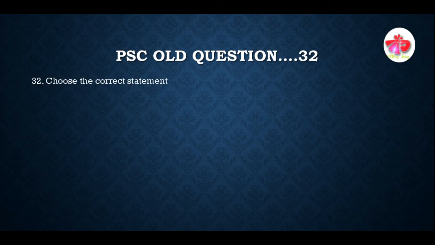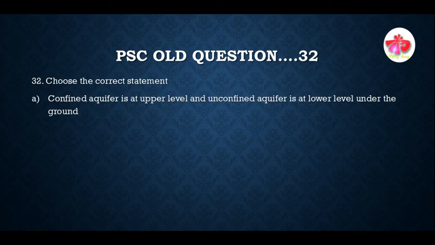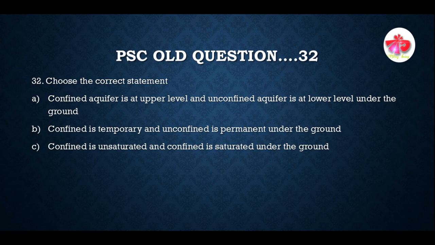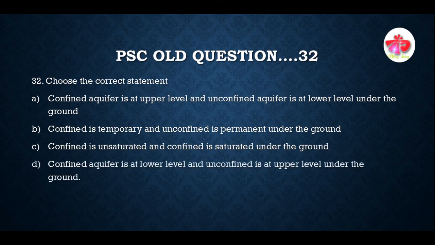Let us move to question number 32. Choose the correct statement. Option A: confined aquifer is at upper level and unconfined aquifer is at lower level under the ground. Option B: confined is temporary and unconfined is permanent under the ground. Option C: confined is saturated and unconfined is unsaturated under the ground. And option D: confined aquifer is at lower level and unconfined is at upper level under the ground.